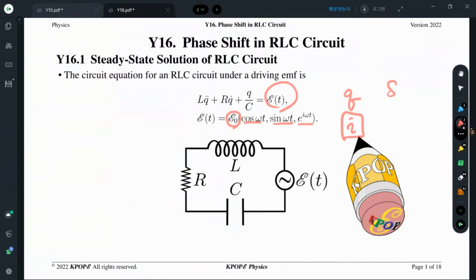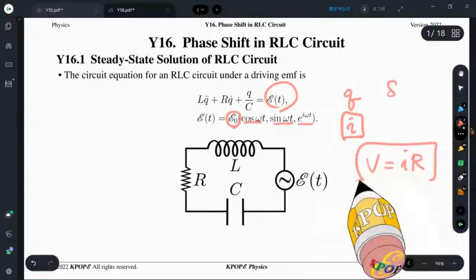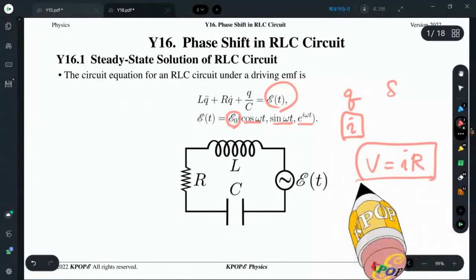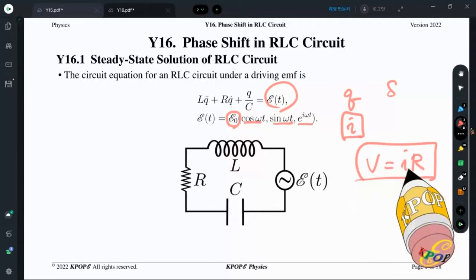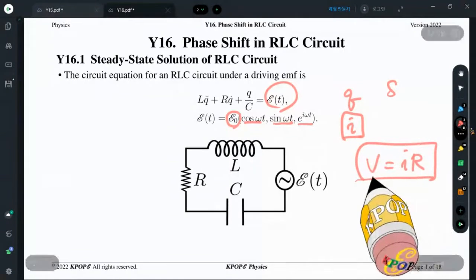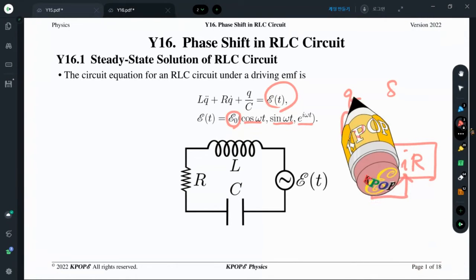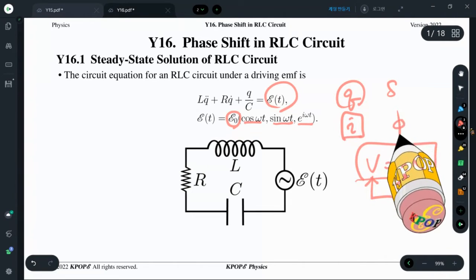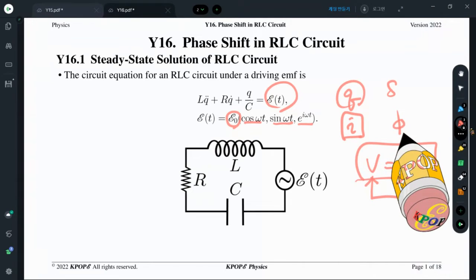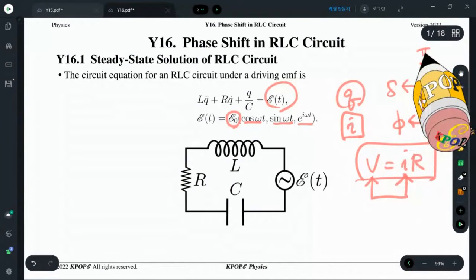And the reference equation is V equals IR for a resistive load. The potential difference is proportional to the current, and V and I are in phase. So when we consider current instead of charge, we use a different notation, that is phi. They are closely related by half a pi. We will see.